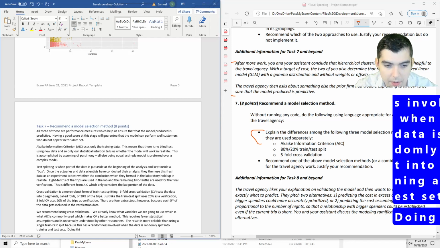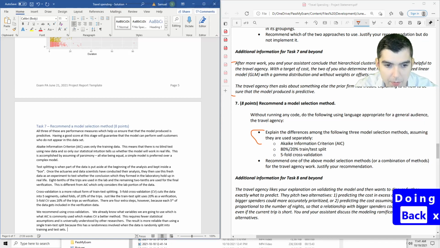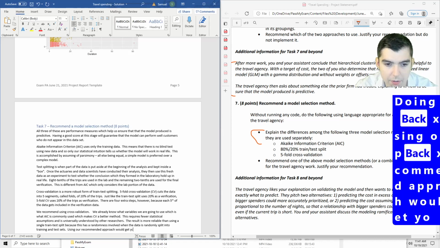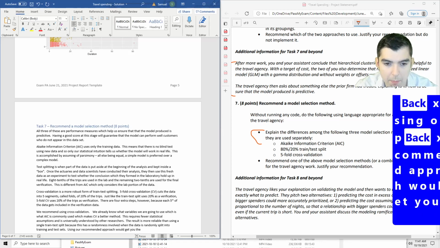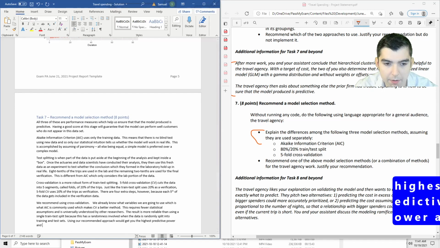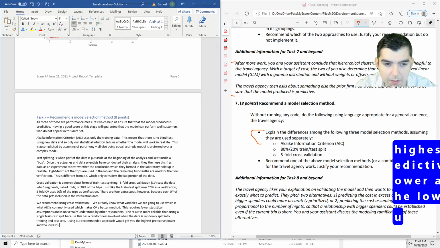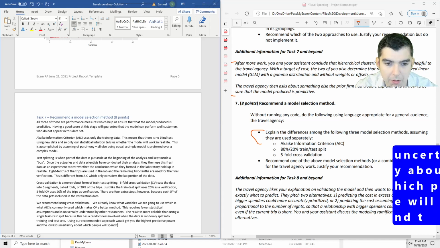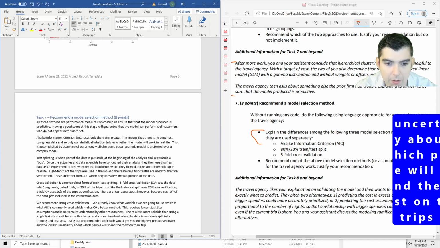Doing this using our advised, recommended approach would get you the highest predictive power and the lowest uncertainty about which people will spend the most on their trips. Let's put that as the leading sentence.